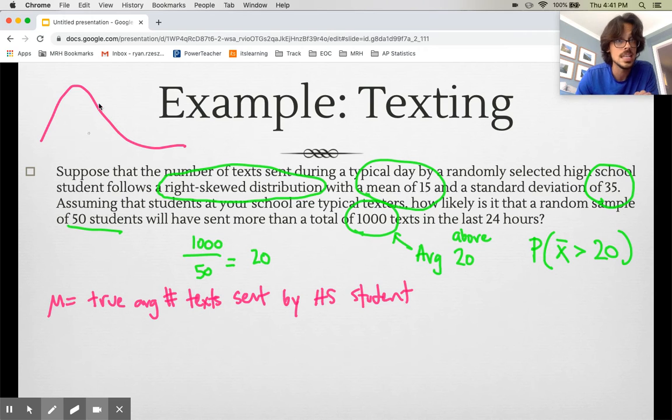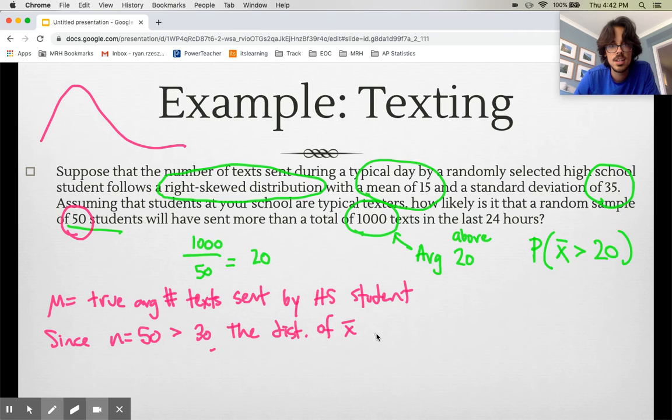We're still good because even though my population is skewed, x bar will be approximately normal since the sample size is over 30. So since n equals 50, which is greater than 30, the distribution of x bar is approximately normal. X bar's graph is still approximately normal, even though the population is not. So that's the first thing you do. Okay, cool. That means I can draw a normal curve.